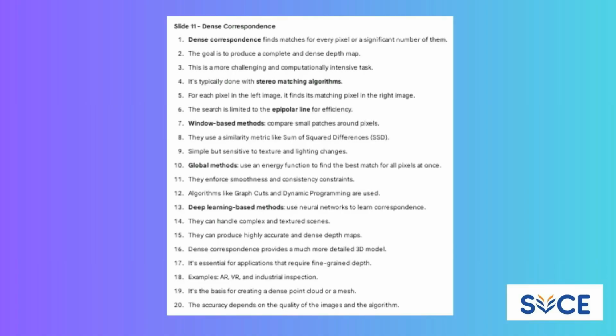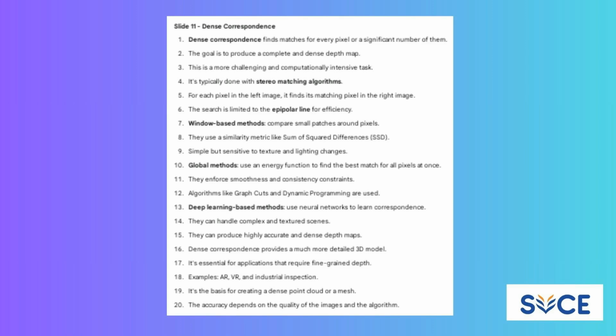While sparse correspondence gives us a quick skeletal model, sometimes we need to fill in all the details. This is where dense correspondence comes in. The goal here is to find a match for every single pixel, or at least a significant number of them, to create a complete and detailed depth map. This is a much more challenging and computationally intensive task.